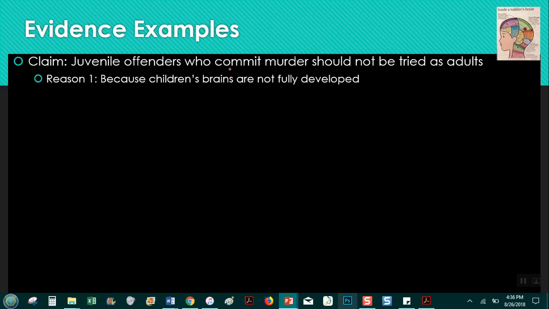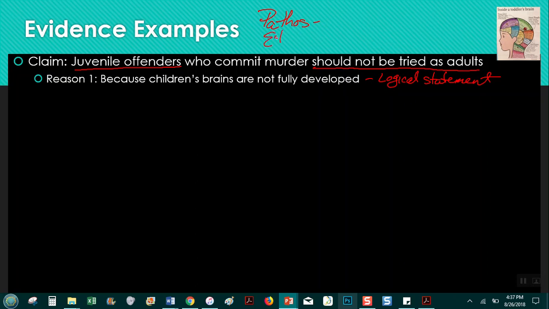So here's some evidence examples. Juvenile offenders who commit murder should not be tried as adults. That's my claim. Juvenile offenders should not be tried as adults. My reason here is because children's brains are not fully developed. That is a piece of logic. It's a logical statement. Now, I could back that up with all different kinds of evidence. We talked before about using pathos and having emotional appeals. I could have an emotional piece of evidence. I could give an example of someone who accidentally committed a murder when they were 12 and then they were prosecuted and put in jail and all the hardships they went through because they were with adults, right?